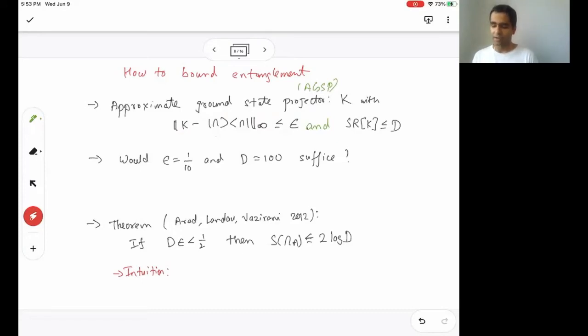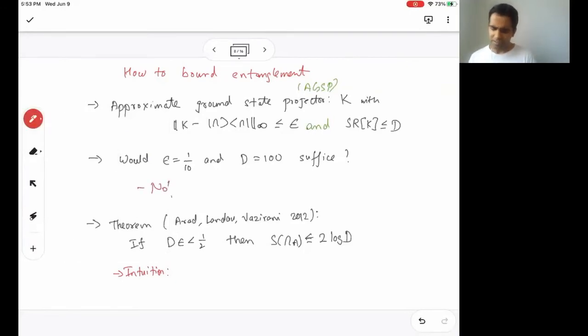Would epsilon 1 over 10 and D 100 suffice, for example? One would imagine that at a constant error of 1 over 10, getting a tiny Schmidt rank like 100 seems pretty good. I mean, one would kind of intuitively expect that. Would this be enough to prove area laws? Turns out the answer is no, and that's what I should not have written earlier.